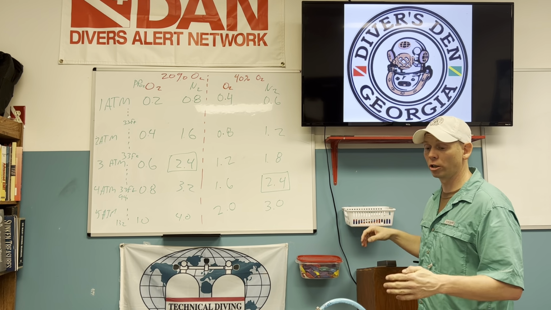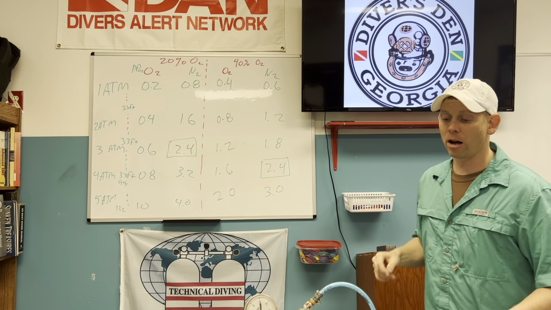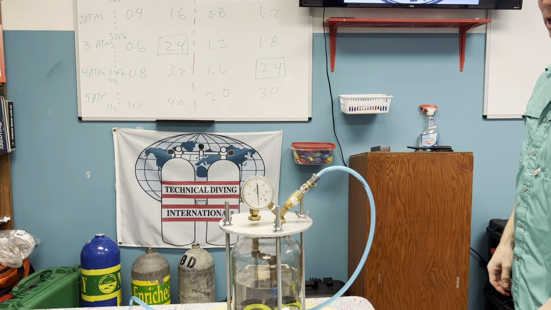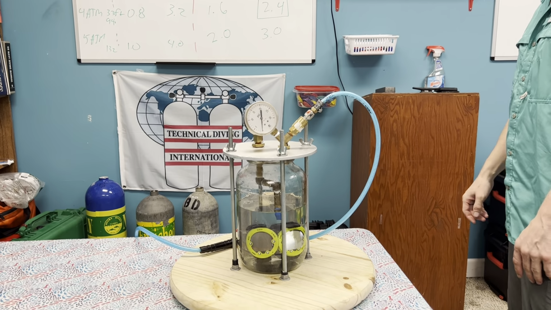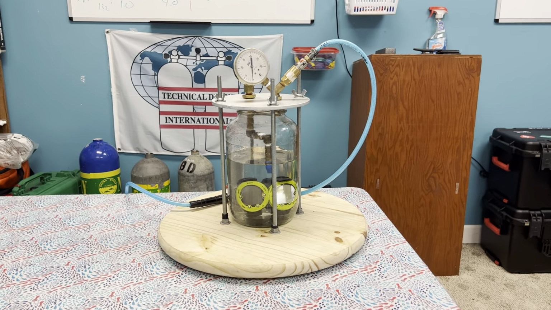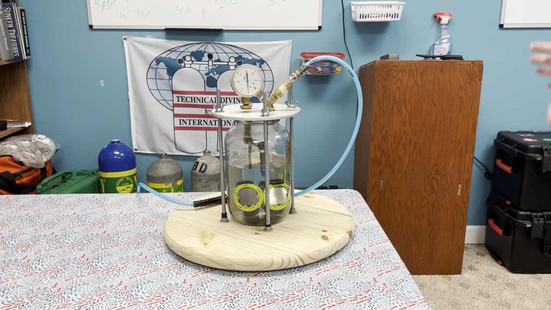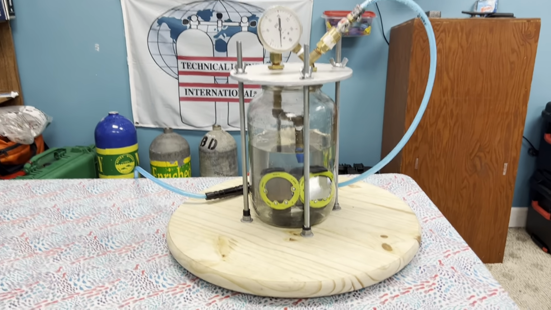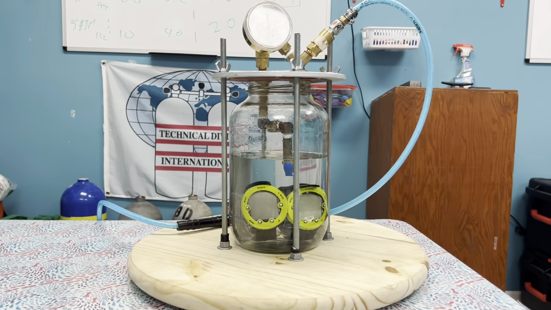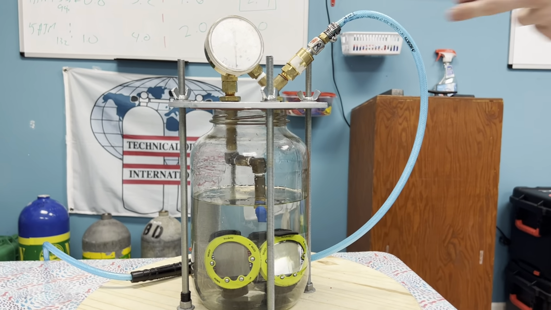So to show you a little bit more of the advantages of nitrox versus air, I have our pressure pot down here. One of these is set to nitrox, and one of these is set to air. When I pressurize it, they'll turn on and show you which one is which. I'll pressurize this and take it down to 100 feet. It's going to be off scale on here.